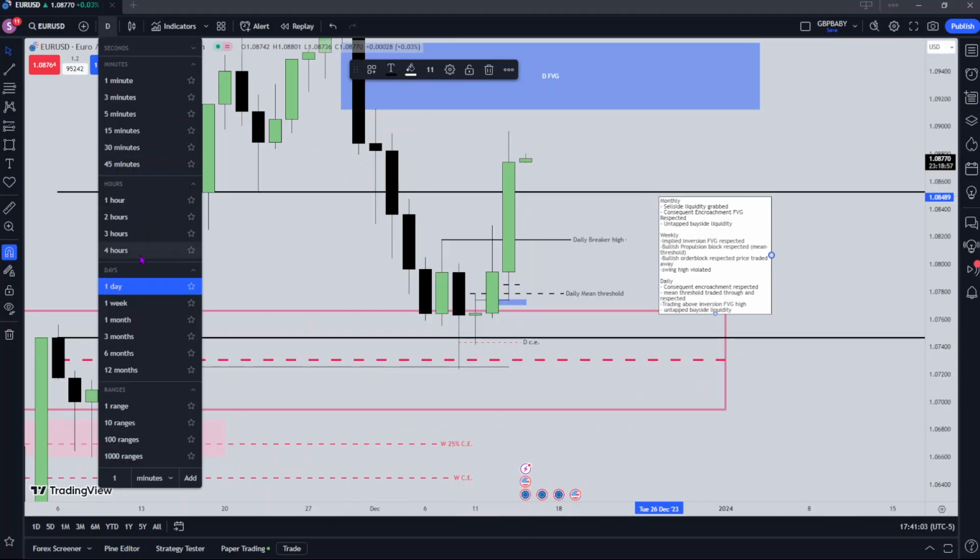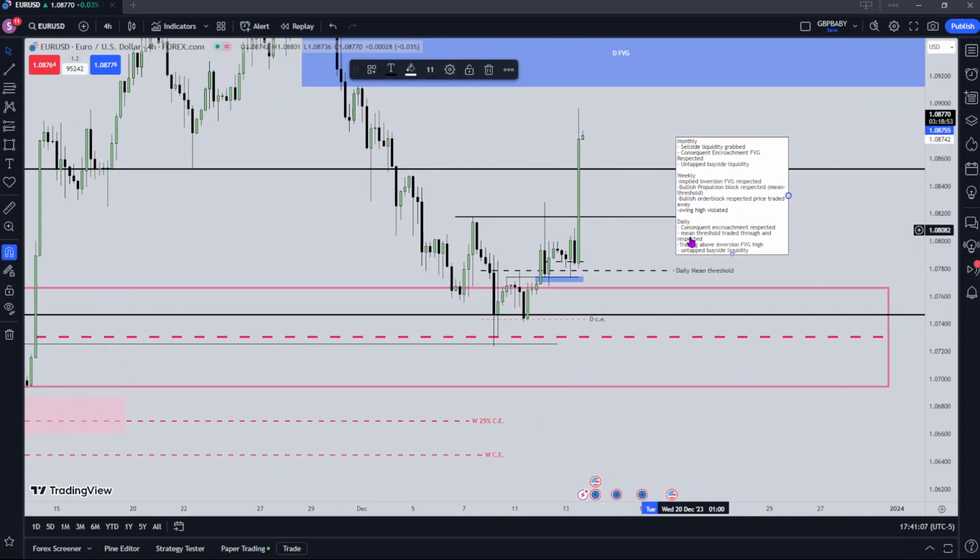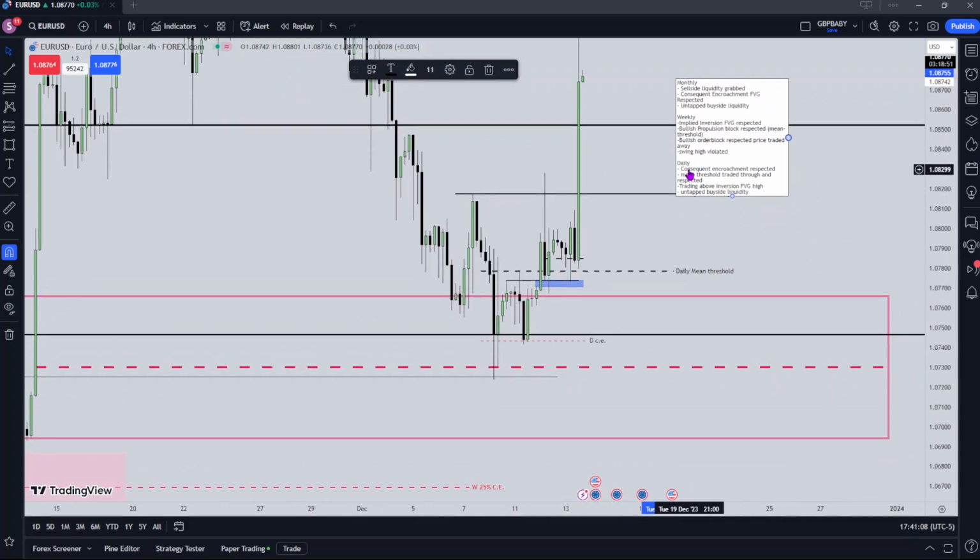So yeah, let me go back to the 4 hour, and I'm going to just run through the list now on what we've seen on the daily. So on the daily, we have consequent encroachment respected. That's here. That's a daily consequent encroachment. We have a mean threshold traded through and respected. What mean threshold? This daily mean threshold here. We traded through that on this candle. Once that closed above it, price continued to respect it. Volume respected it. We have trading above an inversion fair value gap high.